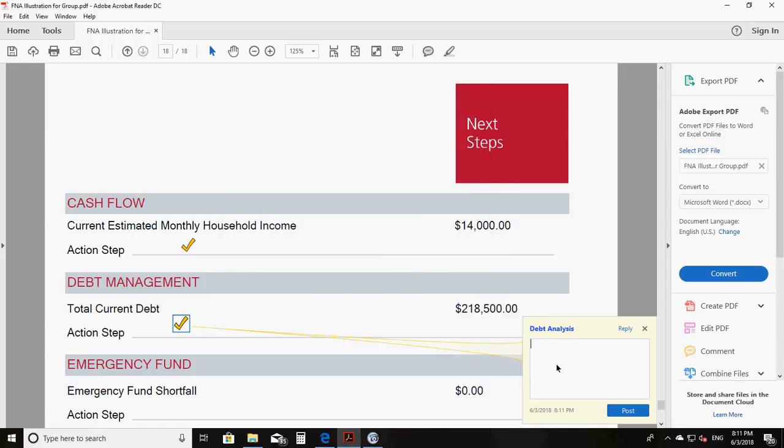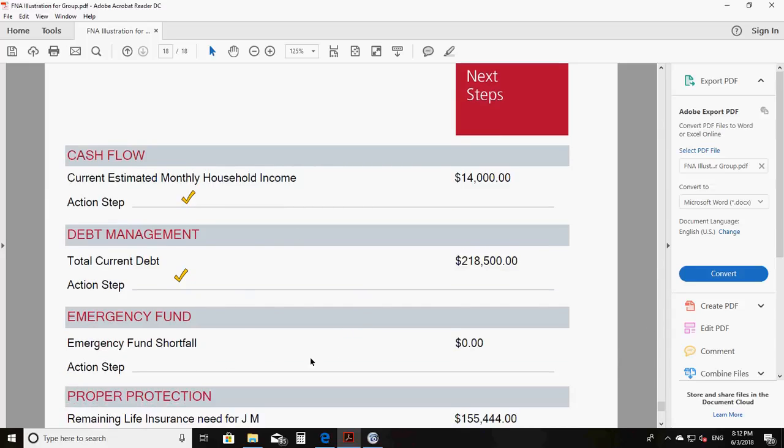Once I do that, I can just put in the fact that a majority of your debt comes from student loans and mortgage, which are good uses of debt. You're paying more than the minimum. Continue to try to chop this down over the coming years so we can enter into those retirement years not having to still service debt.